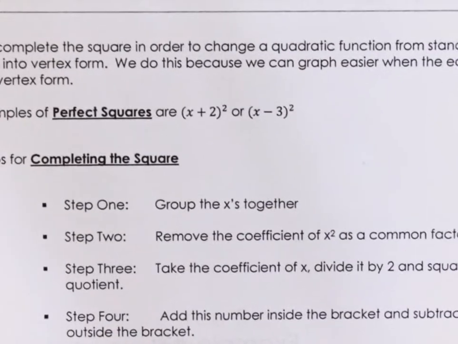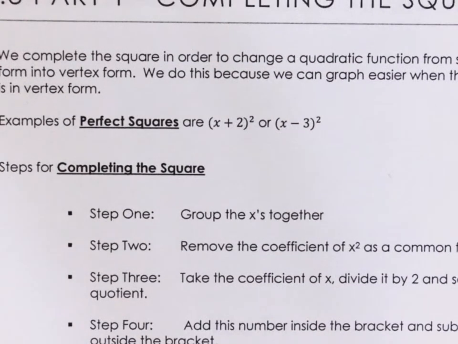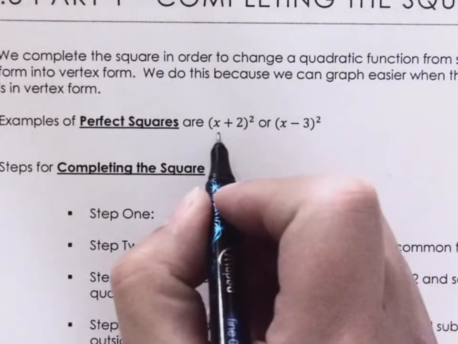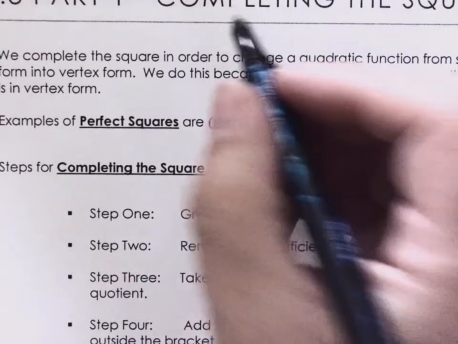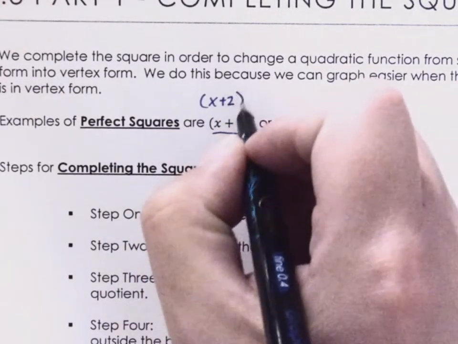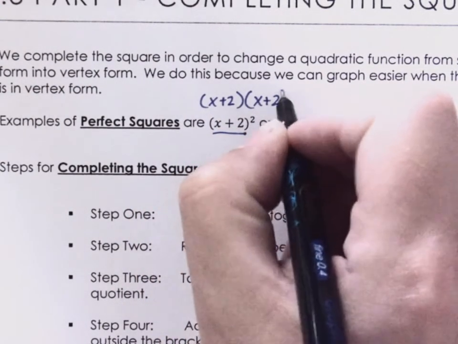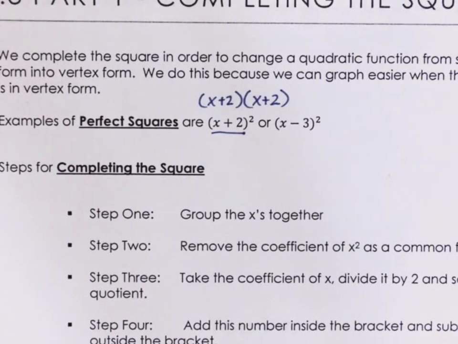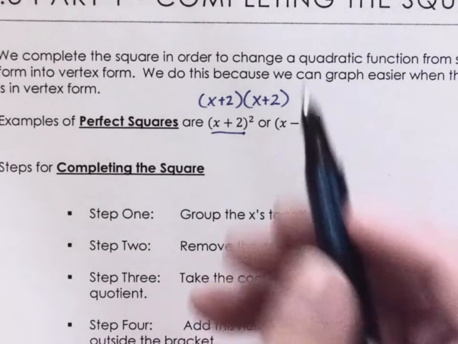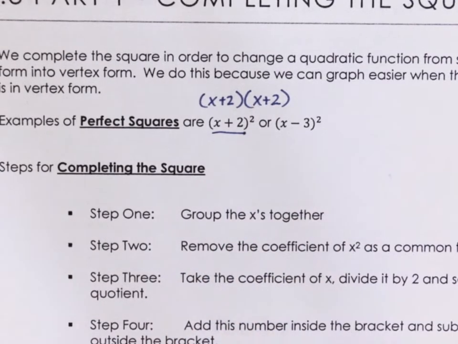All right, so when we talk about perfect squares, this is a perfect square binomial, because what this means is x plus 2, and then it's times by itself, right? If the two factors are exactly the same, they're perfect squares. So anything that's squared is a perfect square. And we know in vertex form, there is that bracket with the exponent of 2 on it.